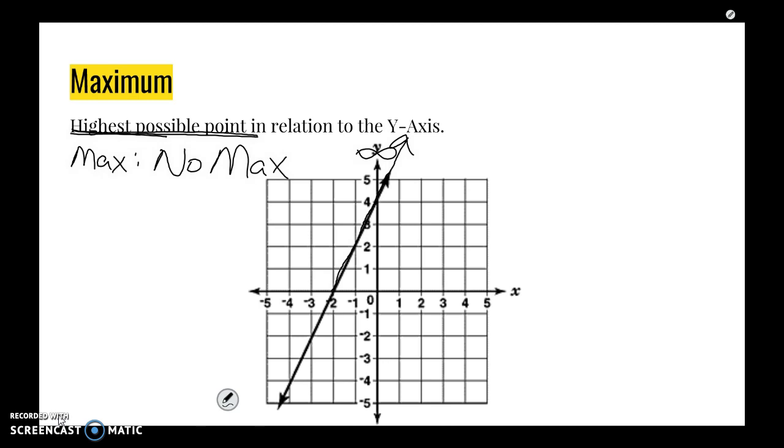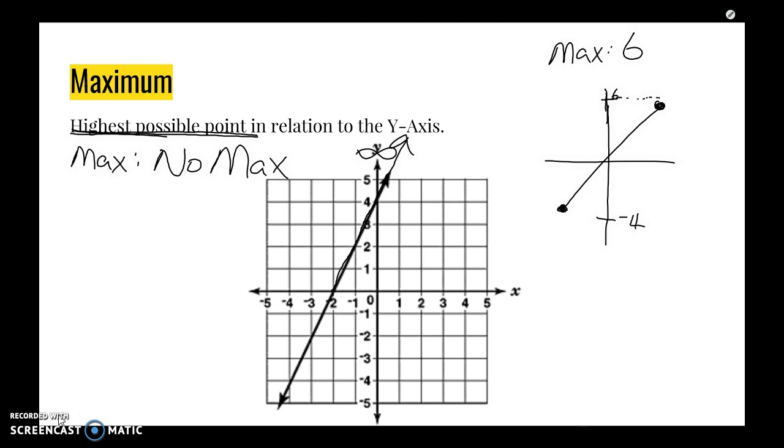If it was another problem, say it was a problem like this, and you had endpoints, and let's say this was at 6, and then this was at -4. Then we could say the maximum for that graph, the highest point that it's going to reach, is going to be at 6. So the max for this one would be 6. So determining the max, you just need to be able to look at it and tell. Does it have an endpoint? If so, then the max is going to be at a certain number. If it does not have an endpoint, it has an arrow, then it's going to be no max.